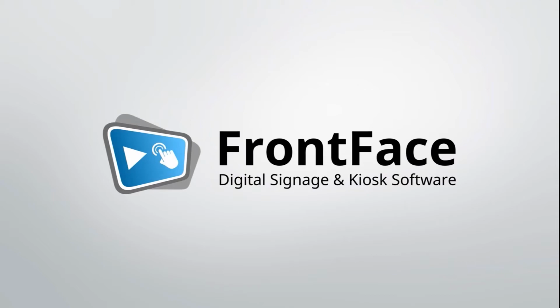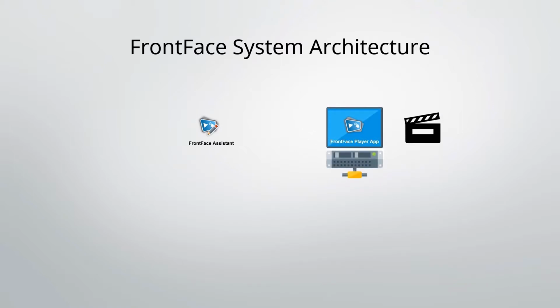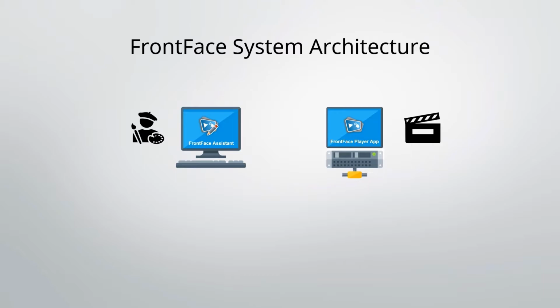In this tutorial, you'll learn how to install and operate the FrontFace Player App on a Player PC. The FrontFace software consists of two components, the Player App and the Assistant. The Player App is installed on a so-called Player PC, which is connected to the actual screen for displaying the content. The Assistant can be installed on one or more workstation PCs and is used to create and maintain the content. It also lets you manage the Player PCs.